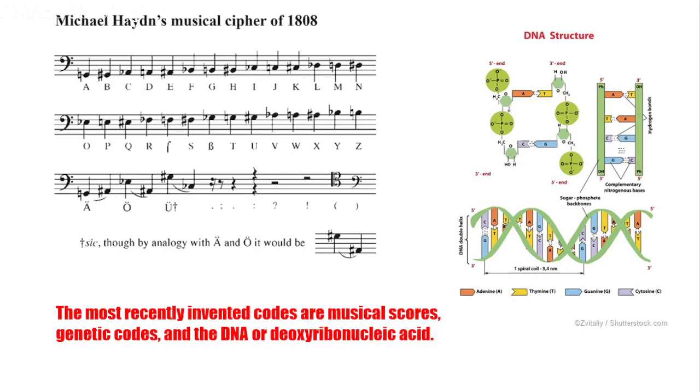Yes, the most recently invented codes are the musical scores, the genetic codes, and the DNA, or deoxyribonucleic acid. So that is among the most recently invented codes. So we have here the DNA structure. Accordingly, every human being has a very unique DNA structure.